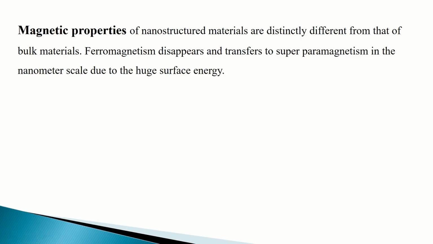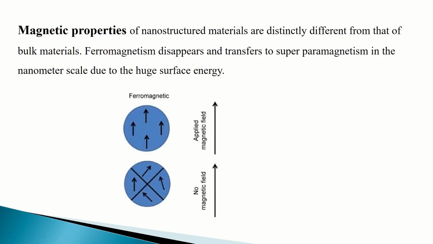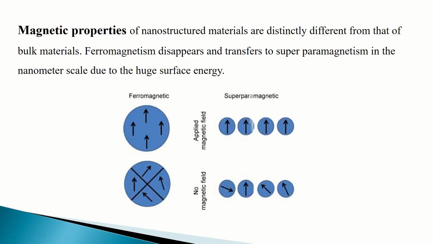The magnetic property of nanomaterials will also show difference from the bulky material. For example, when a material is bulky and it is acting as a ferromagnet, but when we go down in size, it turns into a superparamagnet.